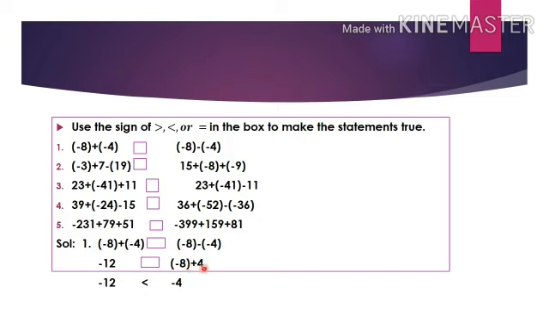8 minus 4 is 4. Which is the bigger number, 8 or 4? 8. The sign of 8 is minus. Okay. In the first case we get the answer minus 12. In the next set we get the answer minus 4.